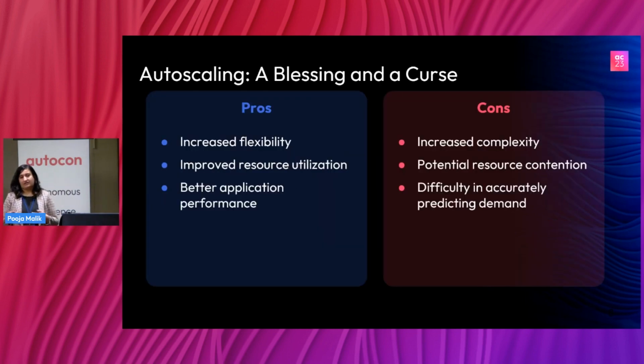But autoscaling, in theory, looks very good, but again, there are certain disadvantages. You definitely get increased flexibility, you get better resource utilization and performance, but then you still have to configure the autoscaler, right? So there is an increased complexity. It's also possible that you have resource contention, and there might be difficulty in accurately predicting the demand, because you have a certain max set.